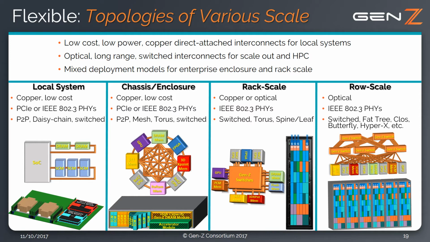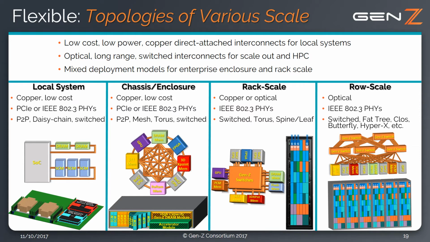Gen Z's flexibility is evident in its support of a variety of topologies and scales of deployment. Gen Z's flexible physical layer options and capabilities enable Gen Z to scale from a simple component-to-component interconnect in a local system all the way to rack or row scale deployments. The figures at the bottom of this page illustrate the various scales of deployment that Gen Z enables, along with the associated physical layer and topology options available.